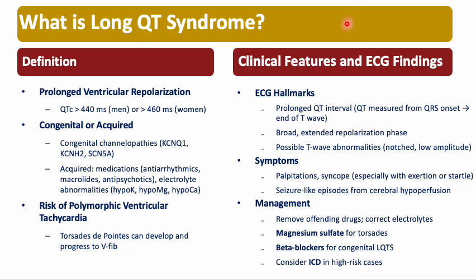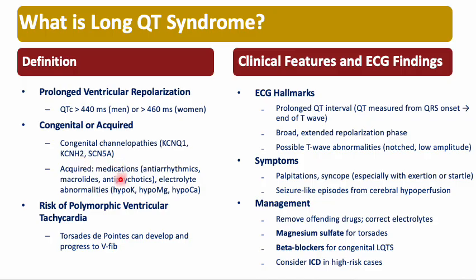And lastly, long QT syndrome or prolonged QT interval. You can have a QT interval that's greater than 440 in men and 460 in women. This can be congenital or acquired. Congenital can usually be due to some form of genetics, and these are genetic markers that are abnormal.